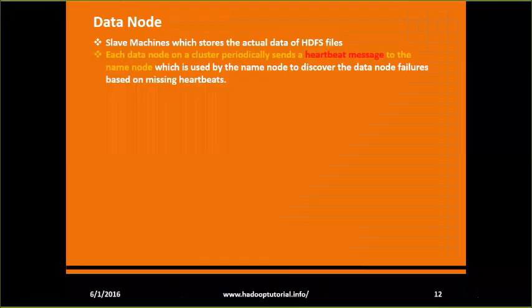Okay. So data nodes are the slave machines which store the actual data of your HDFS files. And each data node on a cluster periodically sends a heartbeat message to the name node. Every 10 seconds, they keep sending the heartbeat messages to the name node. If your name node doesn't receive a heartbeat message from a particular data node for the last 10 minutes, the maximum time limit that the name node waits for a data node is 10 minutes, then it will mark that data node as a dead data node.